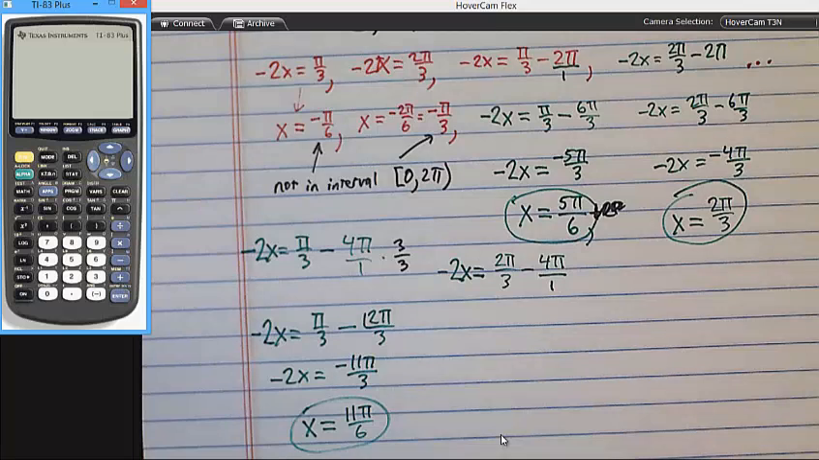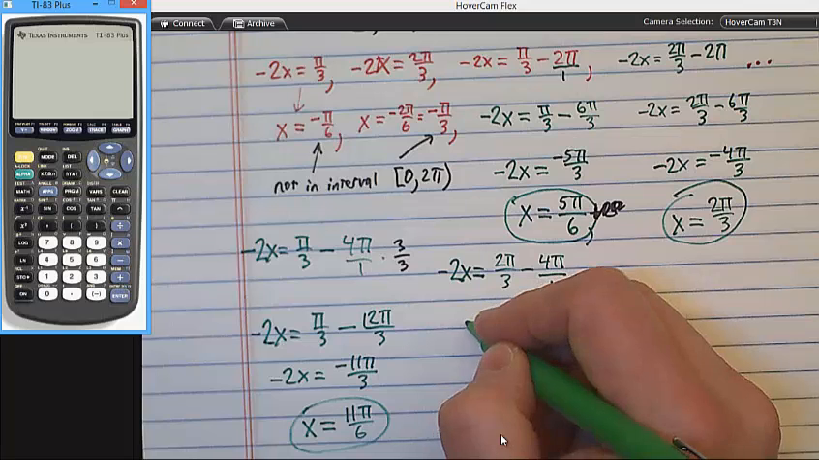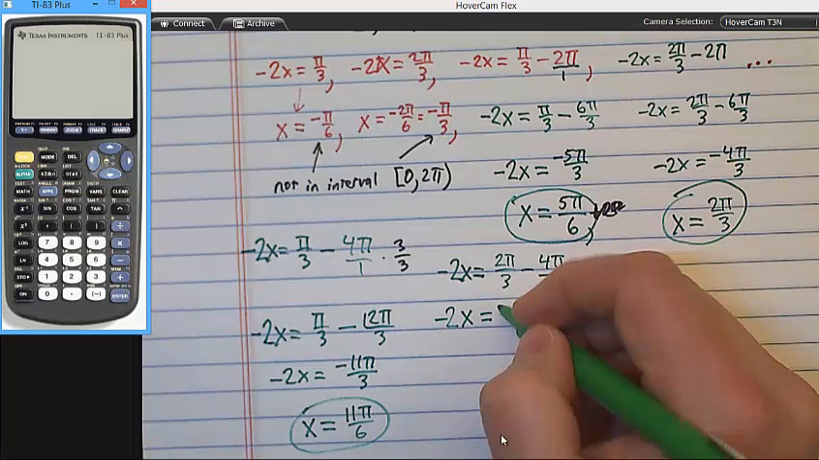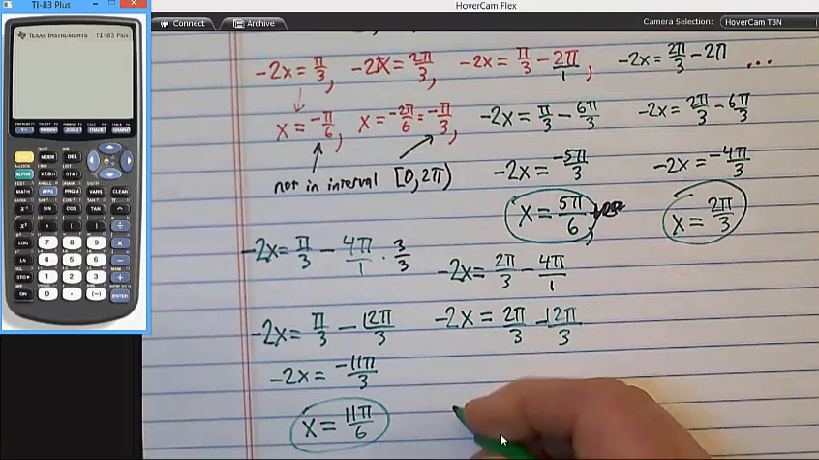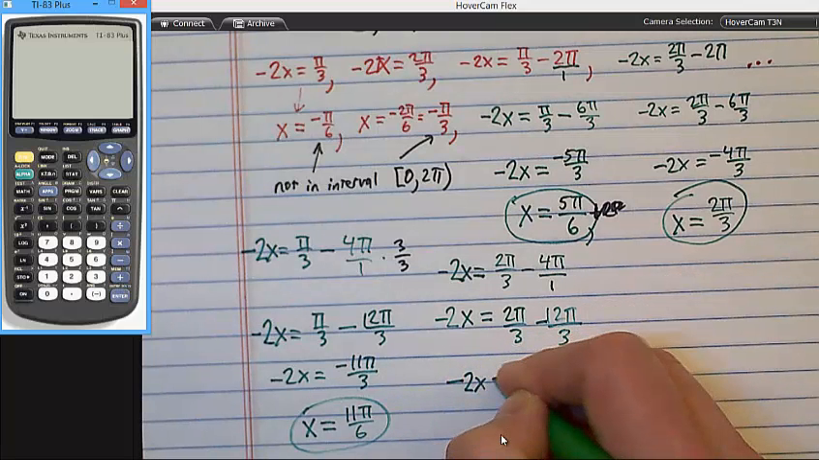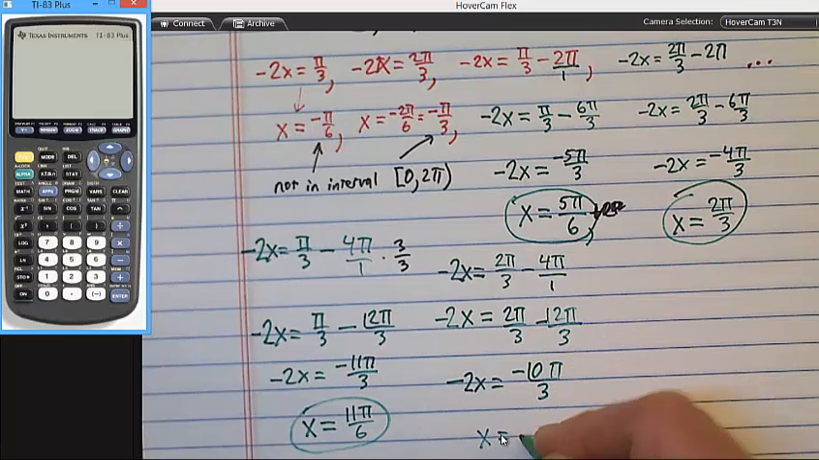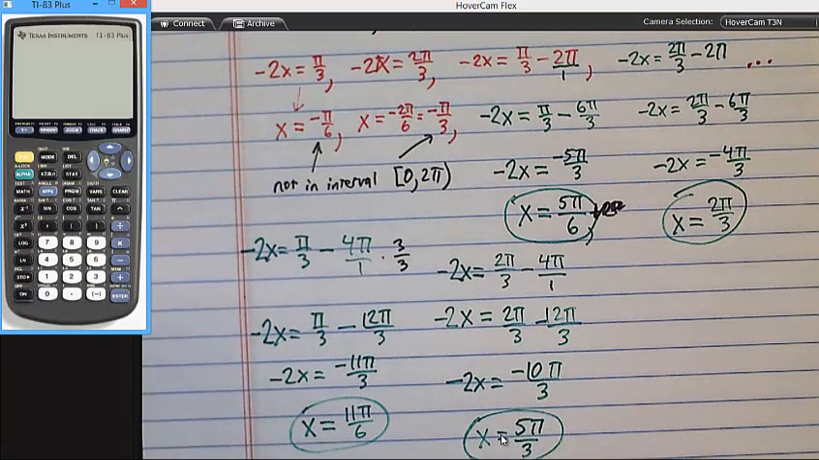You could check. That would be one on the calculator. And how about the last one? Let's see. Let me write negative 2x equals, well, this is 2 pi over 3 minus 12 pi over 3. So I get negative 2x is equal to negative 10 pi over 3. So x is equal to, well, either positive 10 pi over 6, but you could simplify that and write it as positive 5 pi over 3. Okay, so I've circled the 4 answers between 0 and 2 pi.